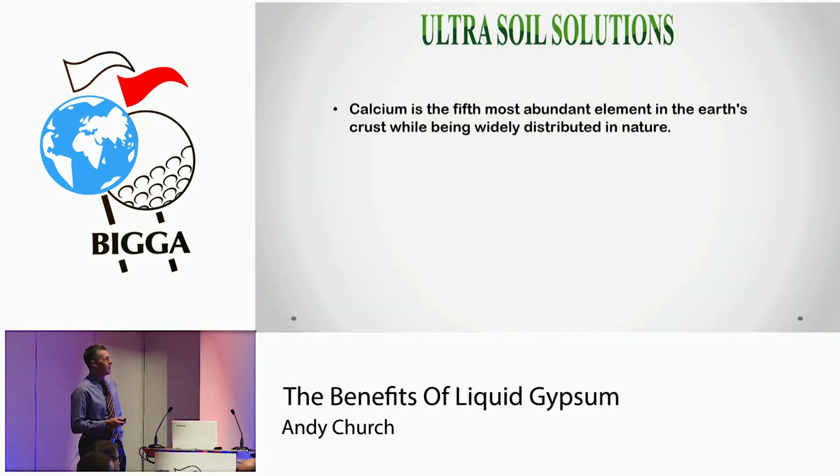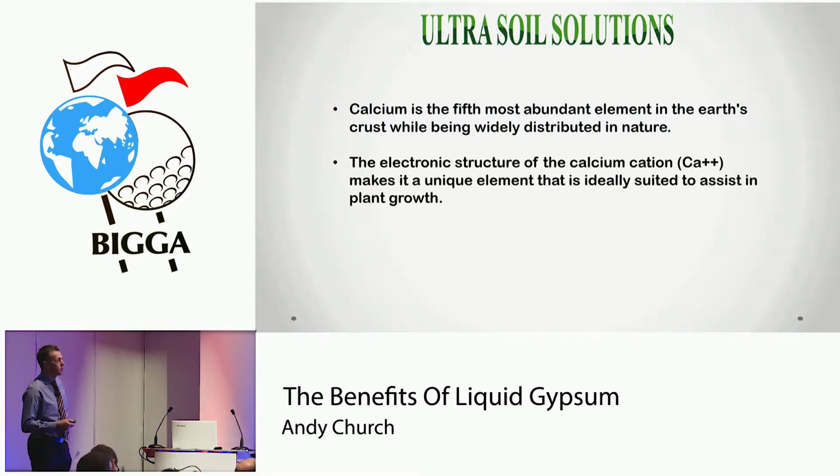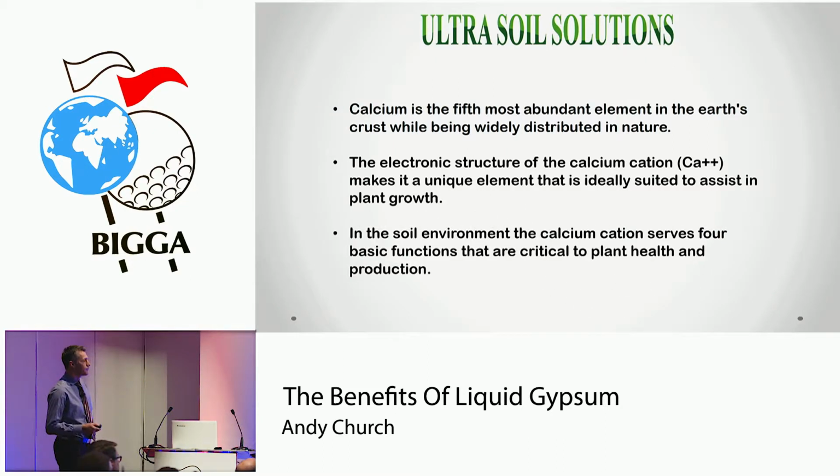Calcium is the 5th most abundant element in the Earth's crust while being widely distributed in nature. It's basically everywhere. Every living thing has and depends on calcium in one way, shape or form. The electronic structure of the calcium cation makes it the unique element that is ideally suited to assist in plant growth. I think everybody sort of knows and understands that it strengthens the cells, etc. But as I say, during this presentation, we're going to drill down into exactly what the benefits are.